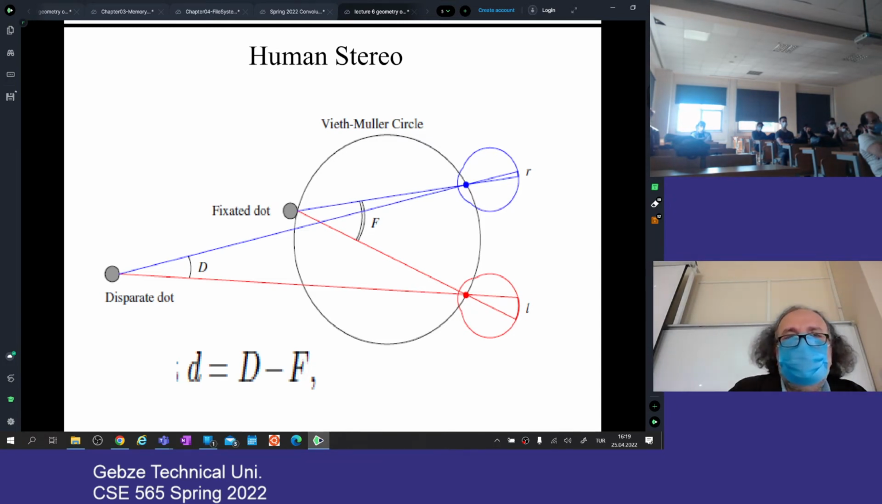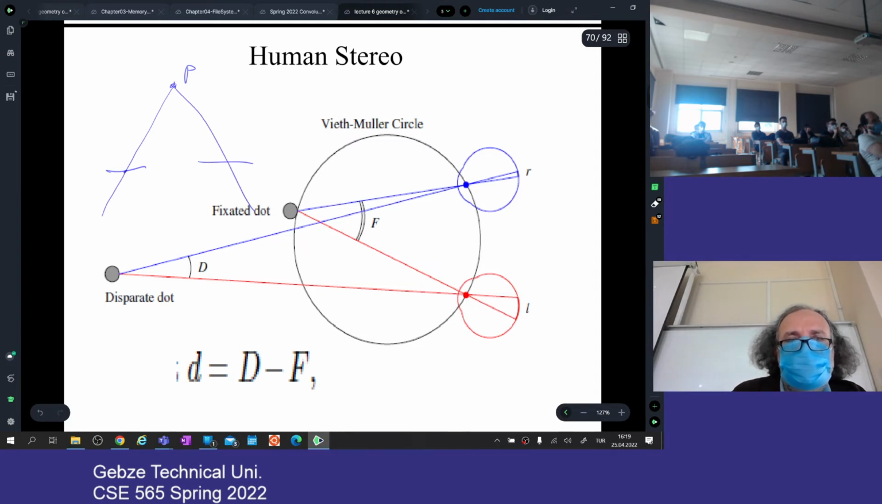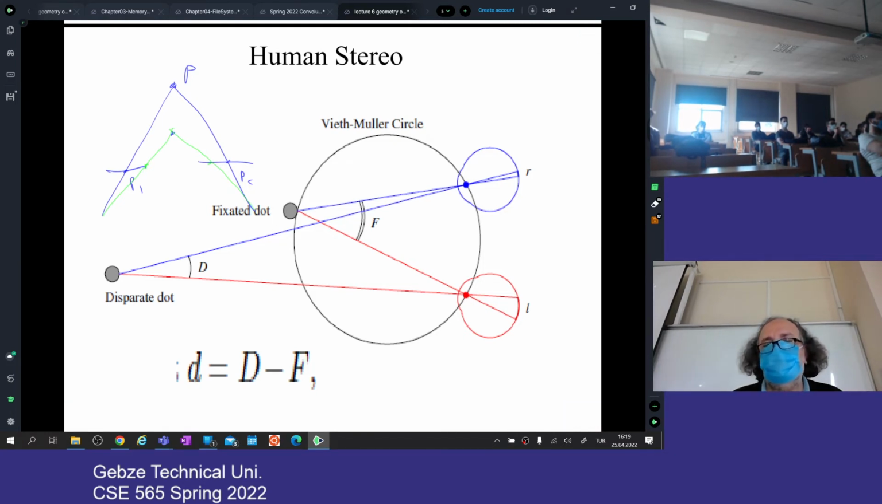I mean, I have a point P in the real world. This is the left camera, and this is the right camera. This is my projection P, and this is my projection P prime. This is PL and PR, right? If I change this point, if I make it here, it's going to be like this, right? So these will be my points. For the human eye, it doesn't work that way, okay?